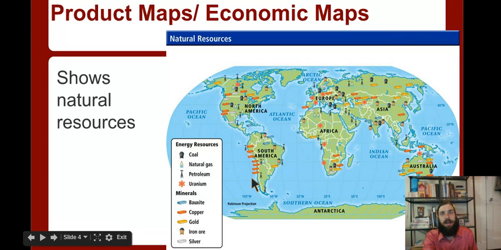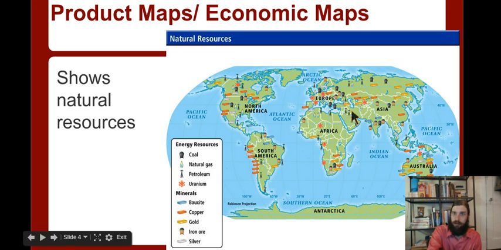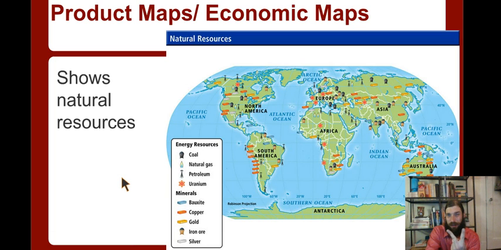So product maps and economic maps. Those are two different names for the same type of map, all right? They're going to show you natural resources and economic activities. What do people do for money in different areas, okay? So it's going to show you where you can find gold, iron, coal, natural gas, some of those different minerals and fuels that people use, and where you can find those in the world, all right? Product maps, economic maps, two names for the same type of map.